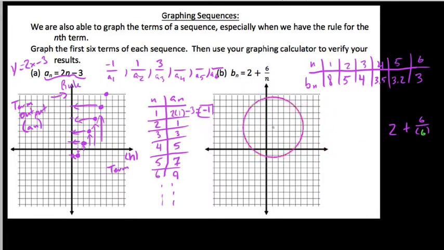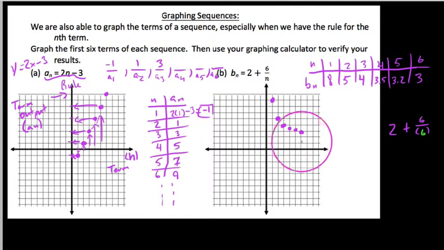So graphing out the terms of this sequence, our first term is at 1, and it has an output of 8. Our second term had an output of 5, so 3 less than this. Our third term had an output of 4, so 1 less than that. Then our fourth term was at 3.5, and our fifth term was at 3.2, so a little bit lower. And then our sixth term was exactly at 3.